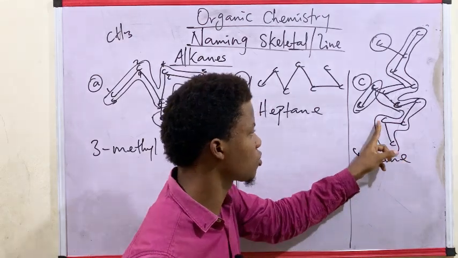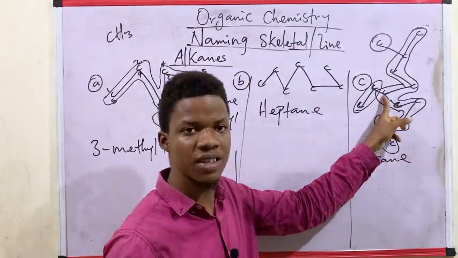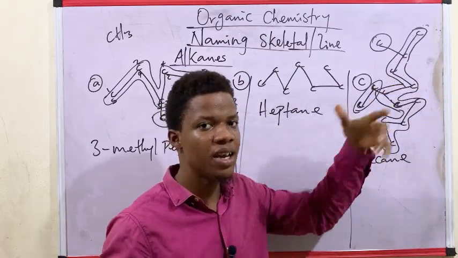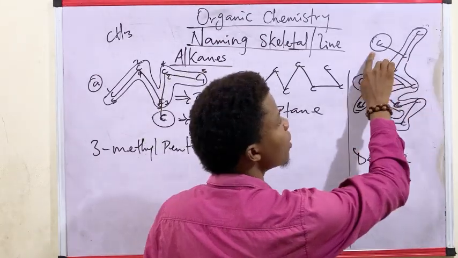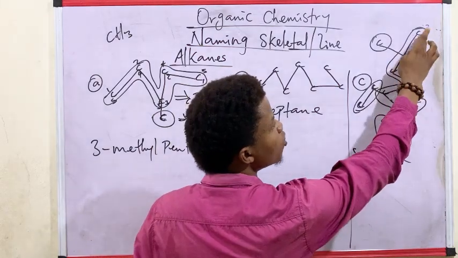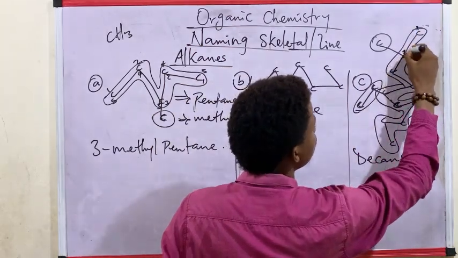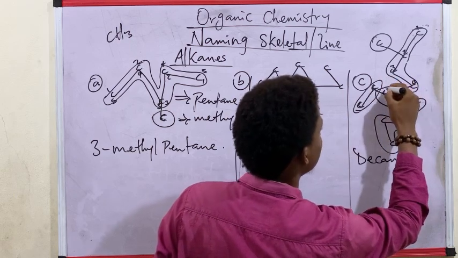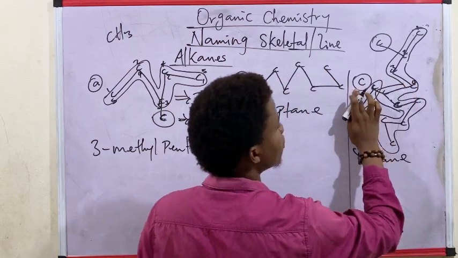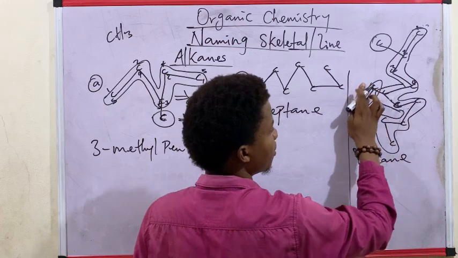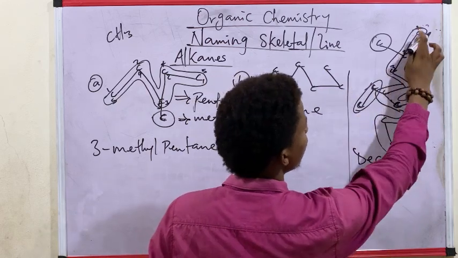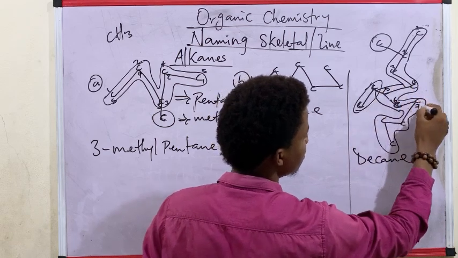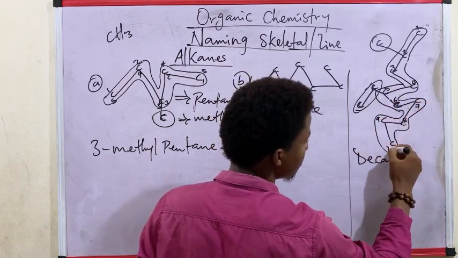Now look at it. 1, 2, 3, 4, 5, 6. So the substituents would now be 6, 9. It's too big. So we start our 1 from here because we have one substituent that is very close. So we start numbering here. 1, 2, 3, 4, 5. Now this is not part of it. Let me remove it. 1, 2, 3, 4, 5, 6, 7, 8, 9, 10.